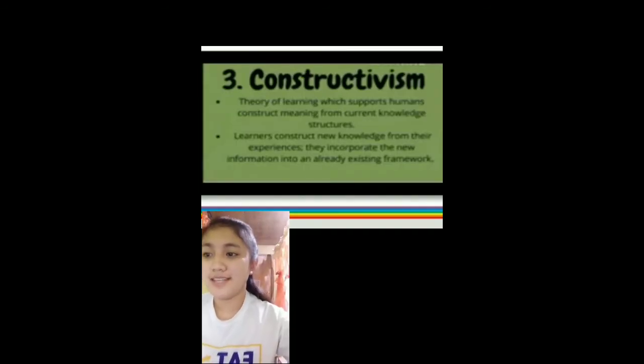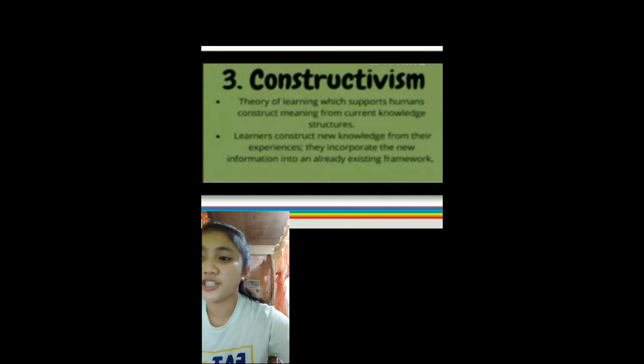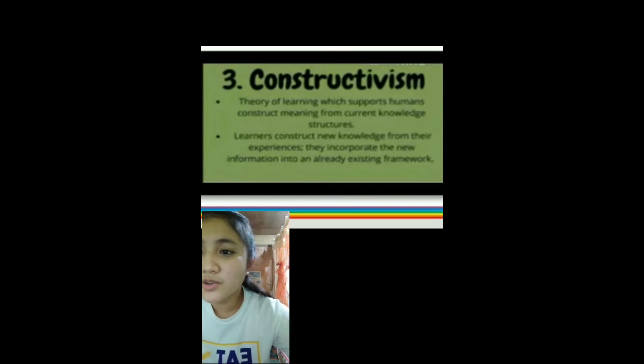Third is constructivism. Constructivism is a theory of learning which supports that humans construct meaning from current knowledge structures. Learners construct new knowledge from their experiences. They incorporate the new information into an already existing framework. So constructivism is a theory that says learners construct knowledge rather than passively take information. As people experience the world and reflect upon the experiences, they build their own representation and incorporate new information into their pre-existing knowledge or schemas.